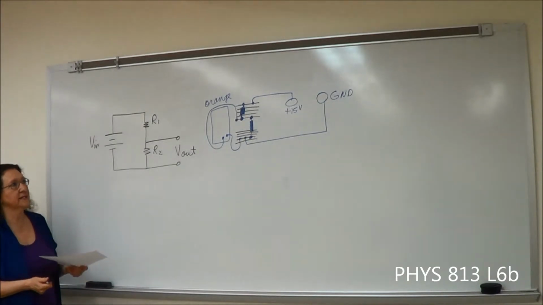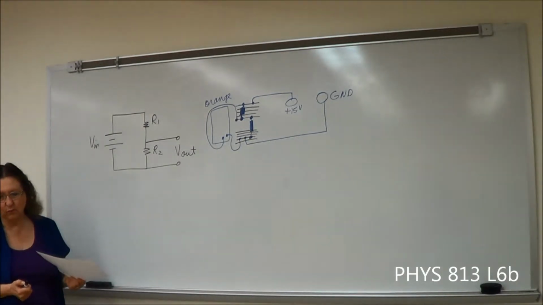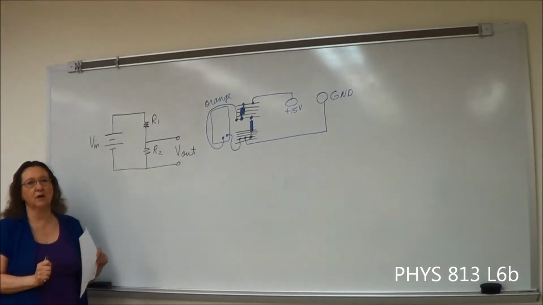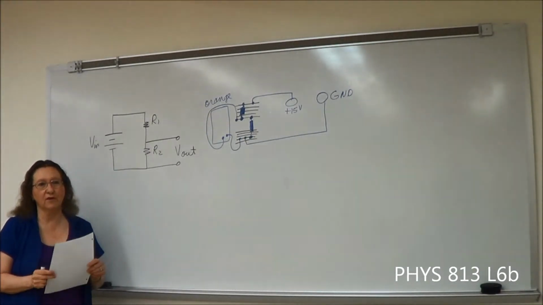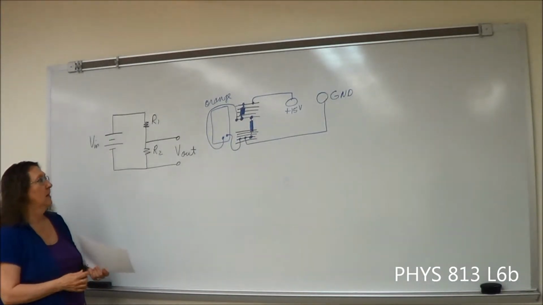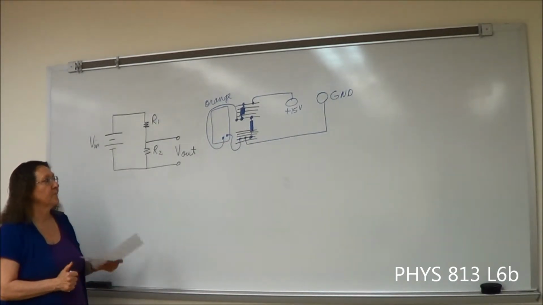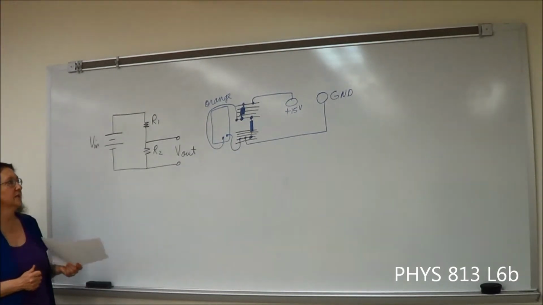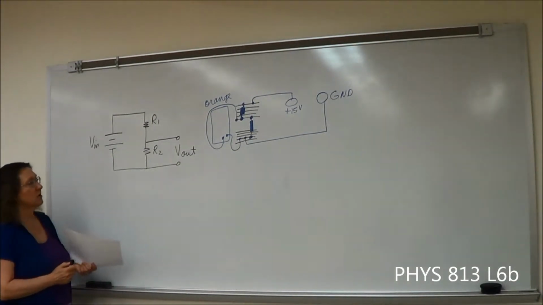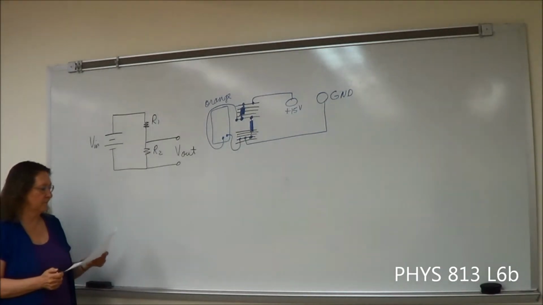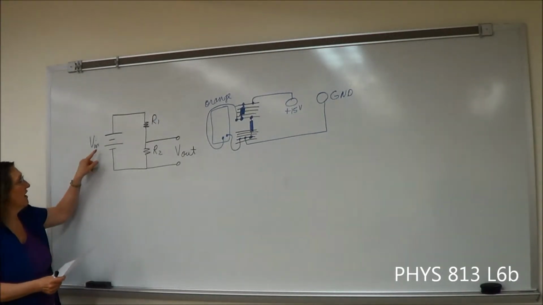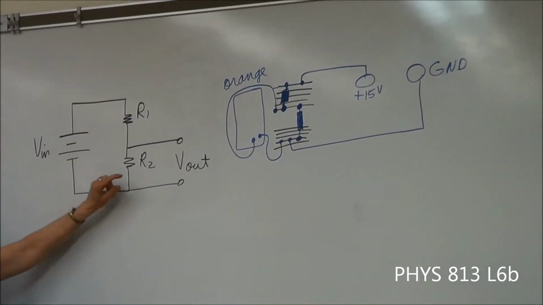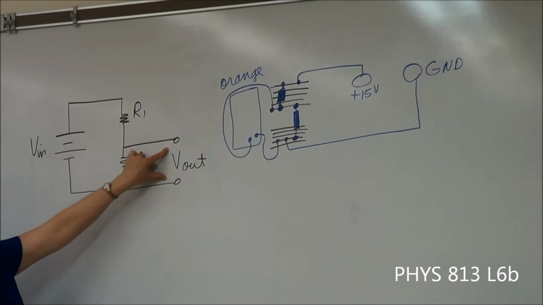Okay, this is still lesson 6. It's the last part, which is the voltage divider. So I assume that you have gone through Kirchhoff's rules and all of those problems and figured all of that out. Now, we're going to spend just a little bit of time on this circuit called a voltage divider. And what we have is an input voltage, and we have two resistors, and then we have our voltage out.